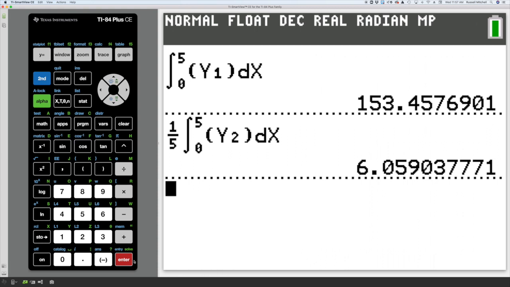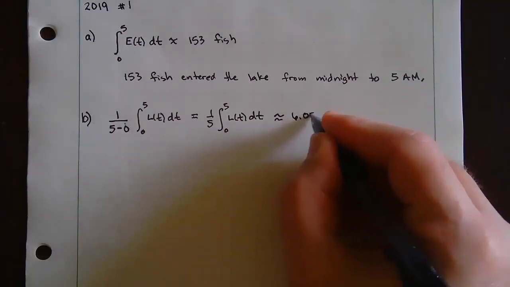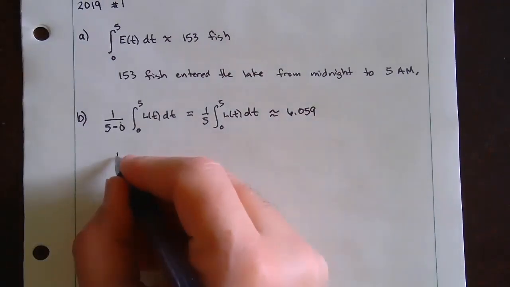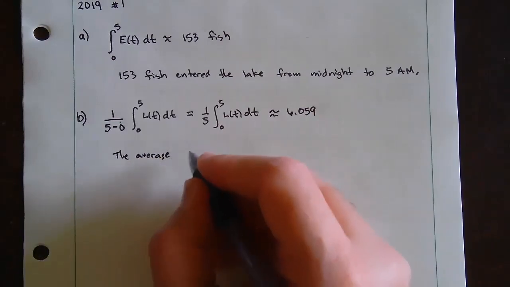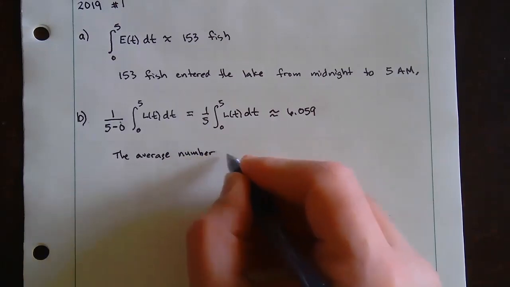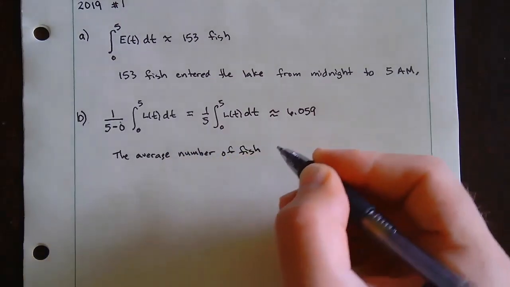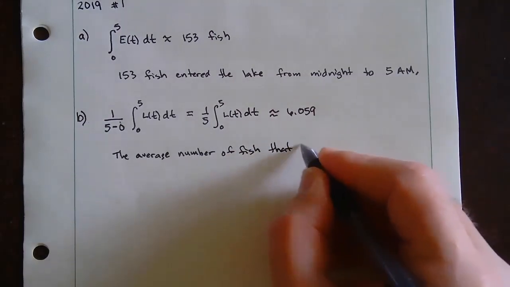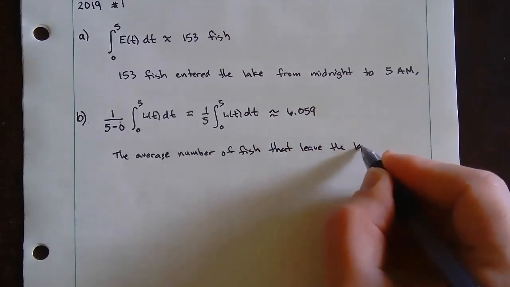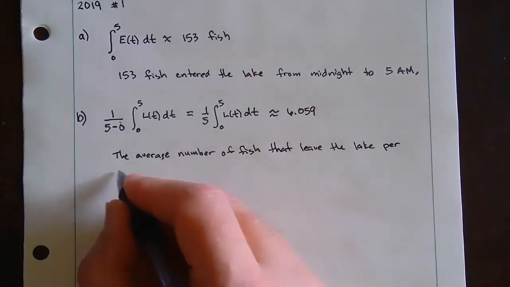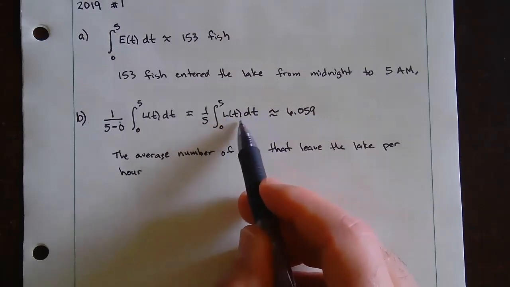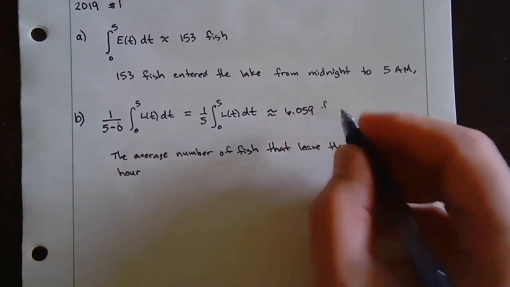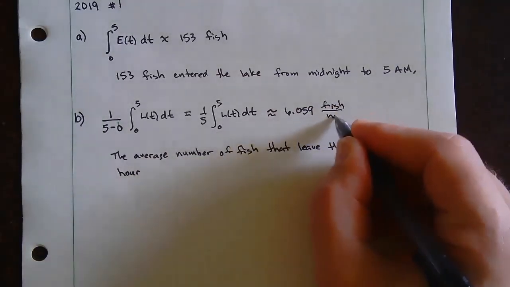That's the average number of fish leaving between midnight and 5 a.m. So we'll go back and record this on our paper. This was 6.059, and we would say the average number of fish that leave the lake per hour. When we integrate, it gives us fish, and this would be fish per hour, because the 5 is hours. So this is fish per hour, giving us the average rate.